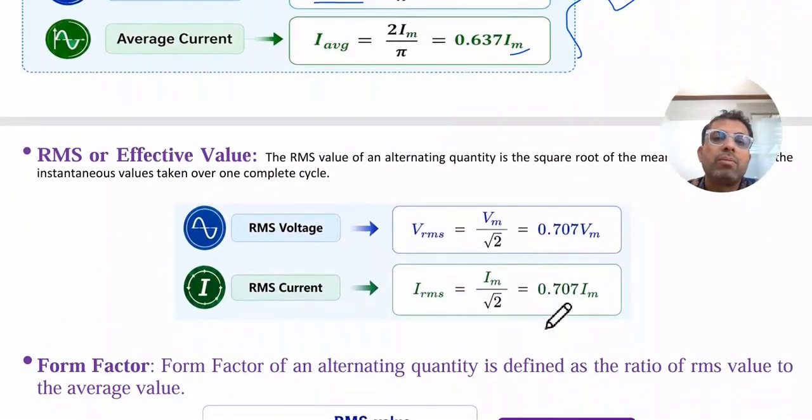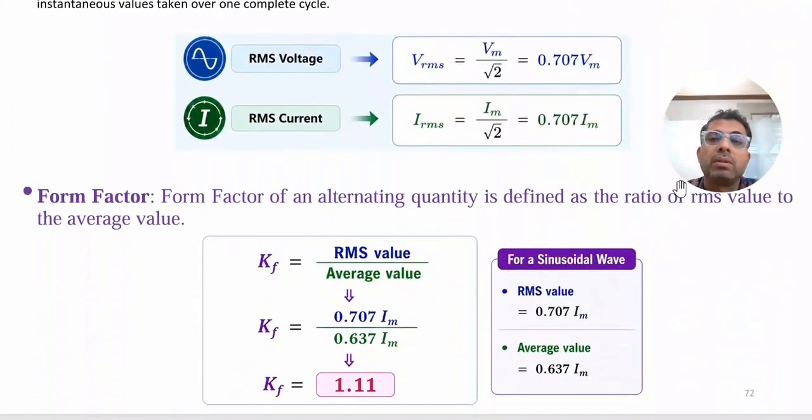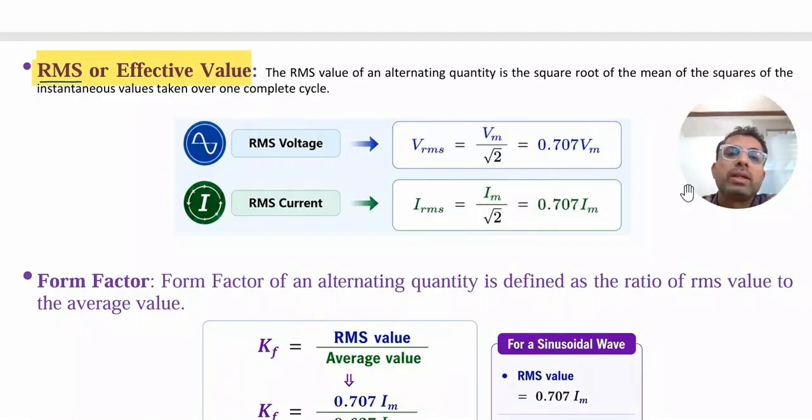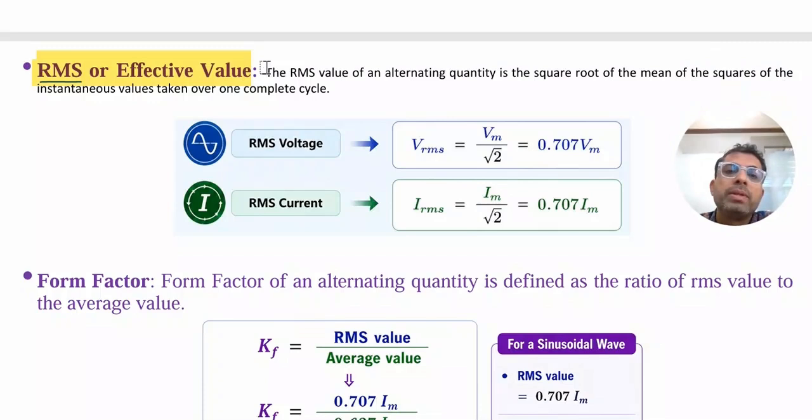Now the similar formula, not the same, is Vm by root 2, but of which quantity? The RMS value. So what is RMS value? Root mean square value. Okay, so what is RMS value? The root mean square value of an alternating quantity is the square root of the mean of the square of the instantaneous values taken over one complete cycle.